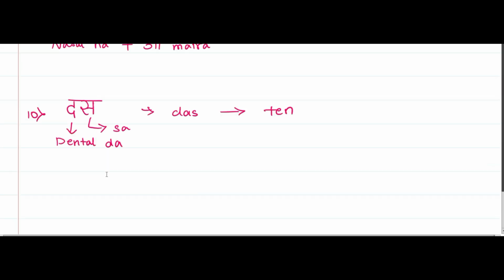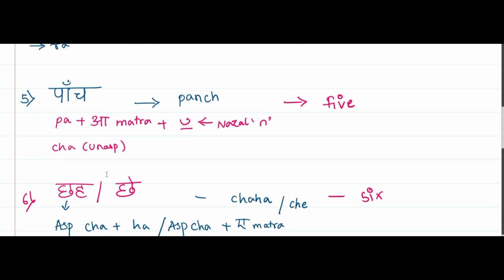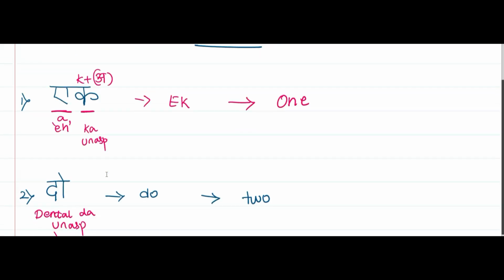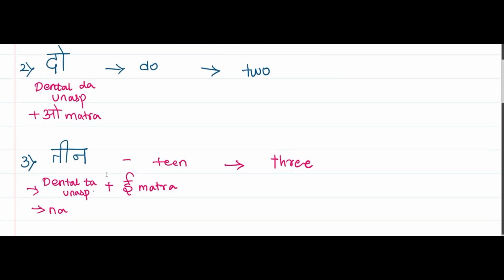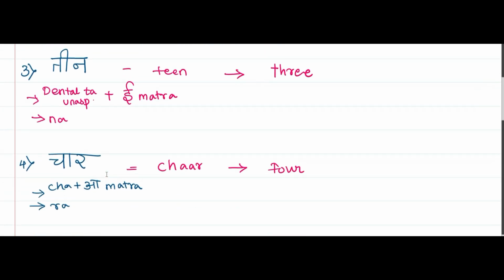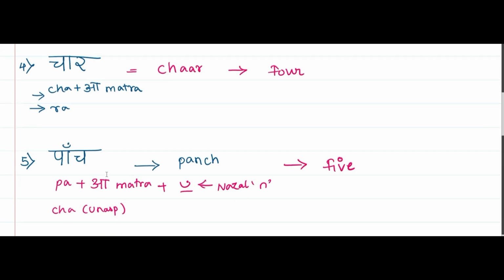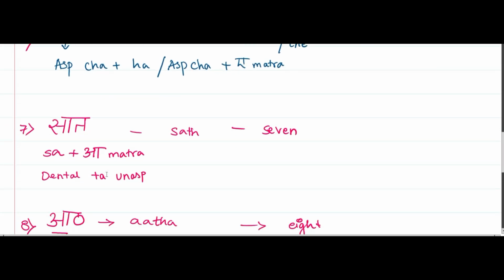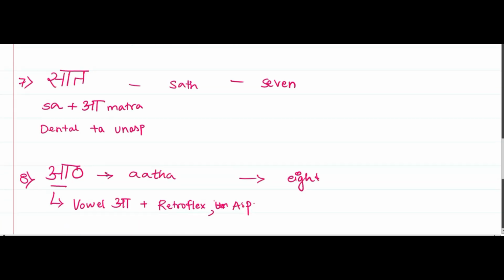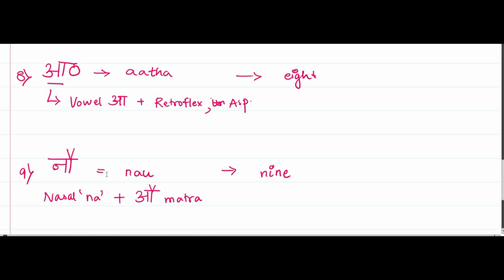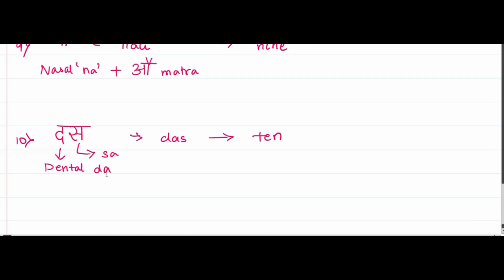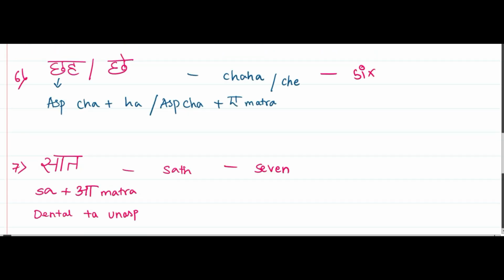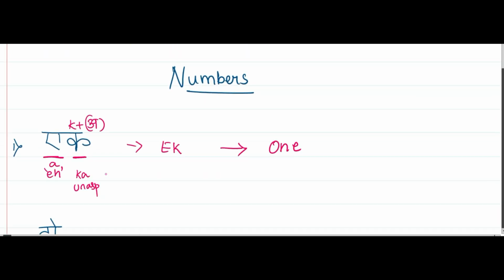ठीक है? So I'll pronounce all the words once again. So it's एक, दो, तीन, चार, पाँच, छह और छः, सात, आठ, नौ, 10. ठीक है? I hope you'll practice well. See you in the next one.